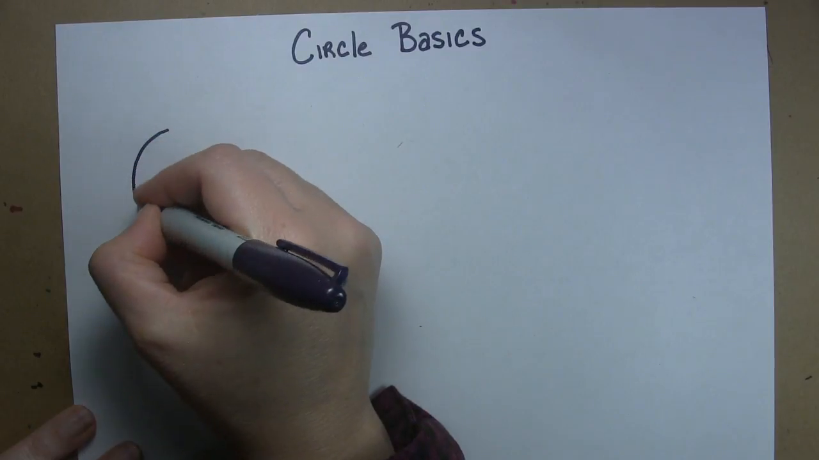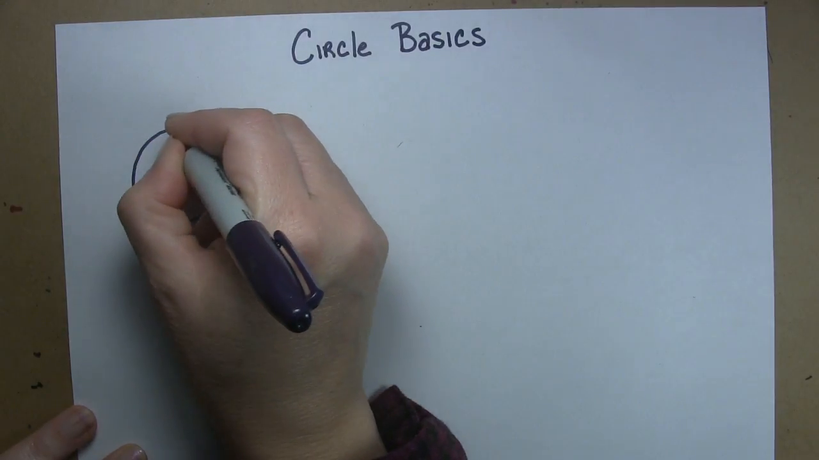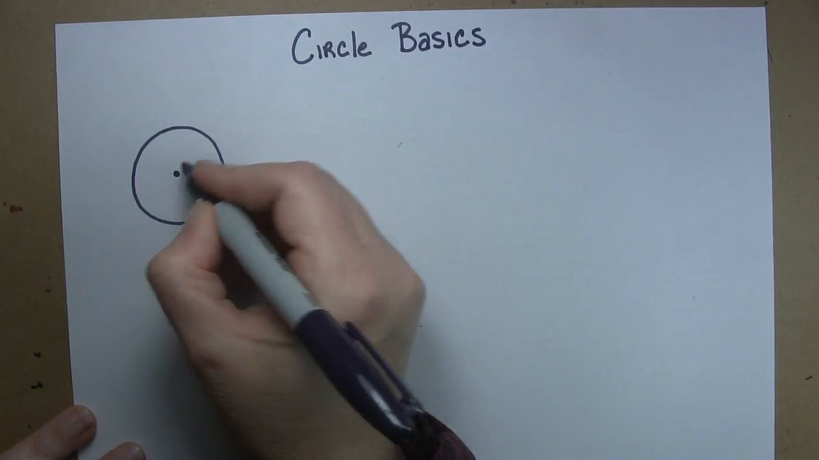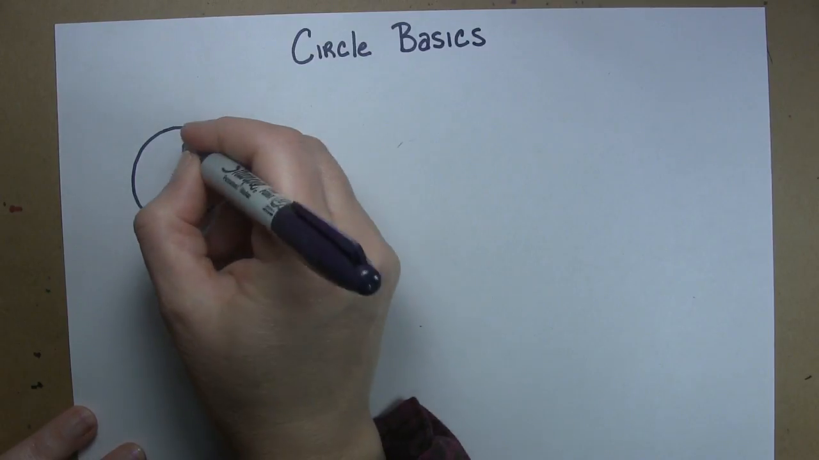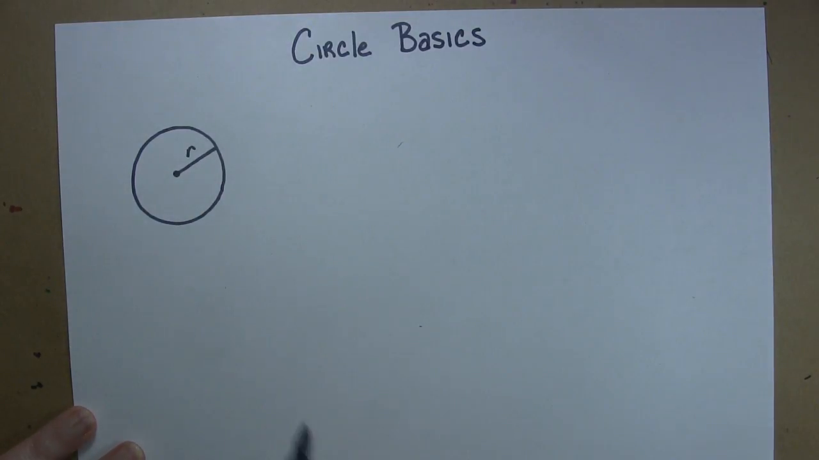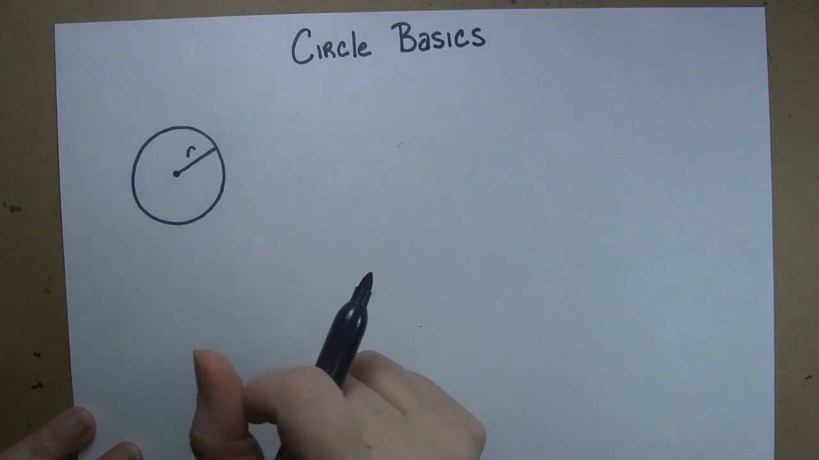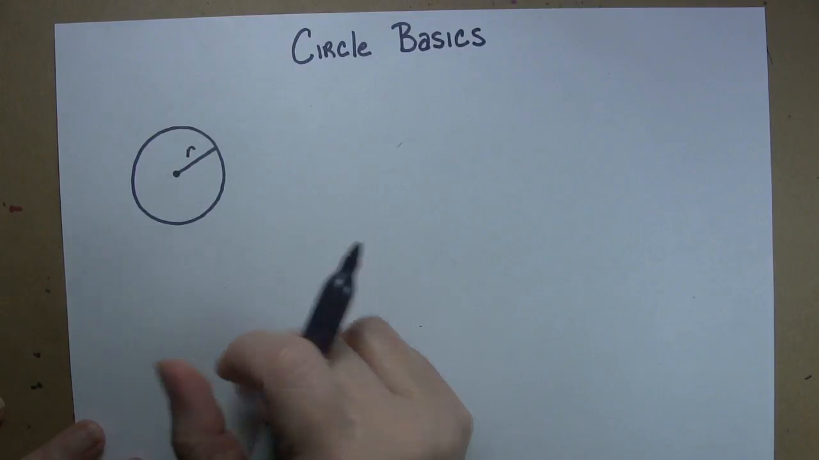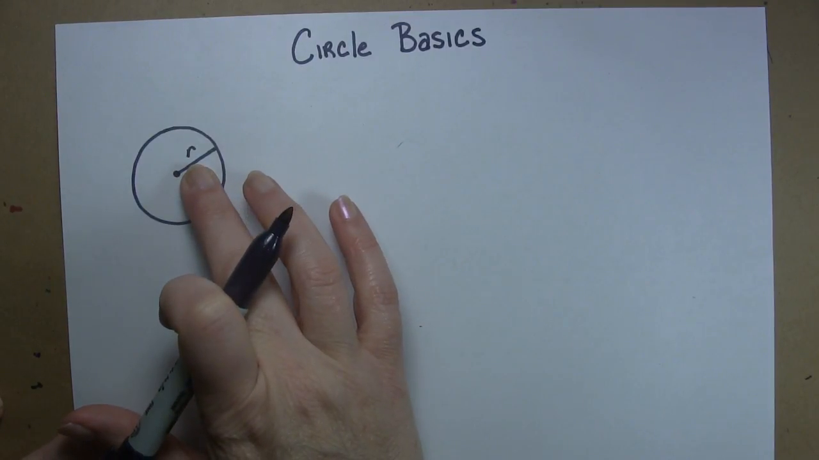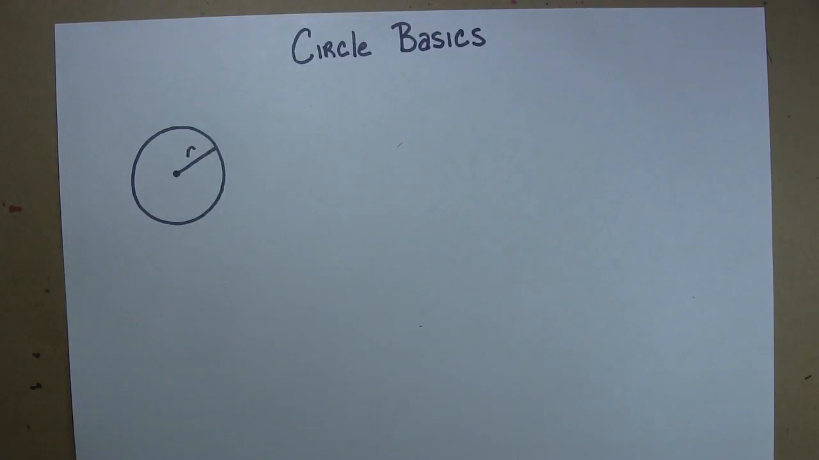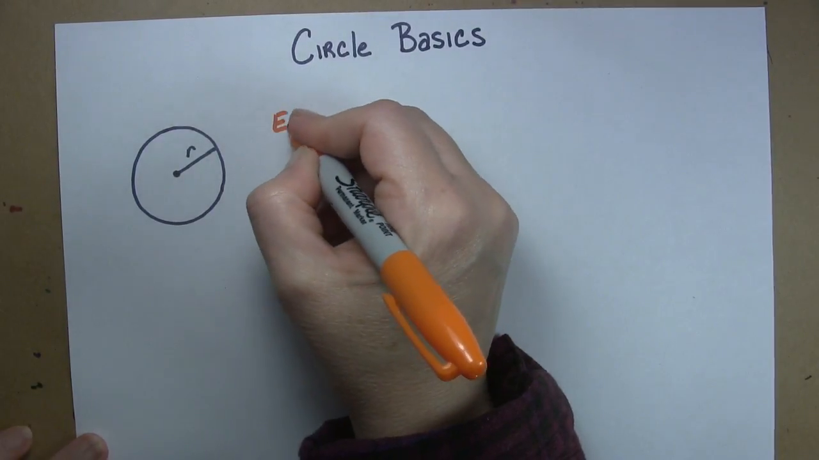So we know that when you have a circle, one of the primary things that you could measure would be the radius, which is the distance from the center of the circle to the edge. This is an important variable when it comes to circles because it is used in the formula for the equation of a circle.